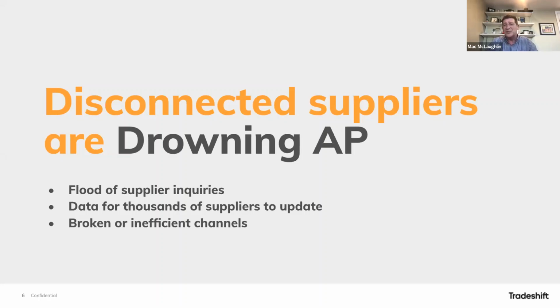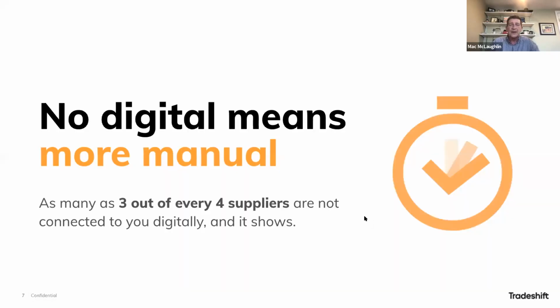Broken and inefficient communication channels, working in silos, not having an easy way to communicate and collaborate with your supply base. And in a digital environment, those are some of the benefits that you'll see as we go through our demonstration a little later. At the end of the day, no digital means more manual. As many as 3 out of 4 suppliers are not connected to you digitally, and it shows.